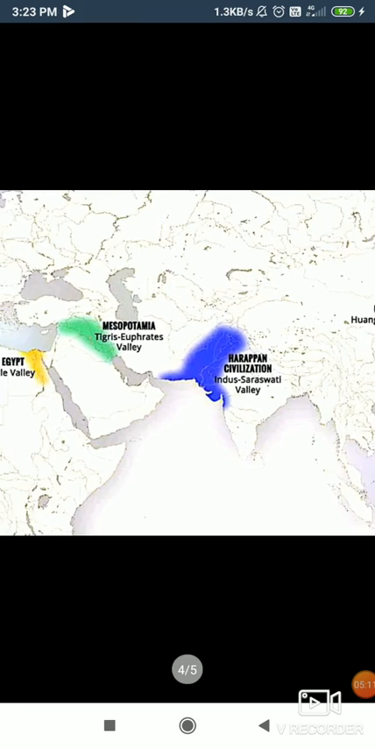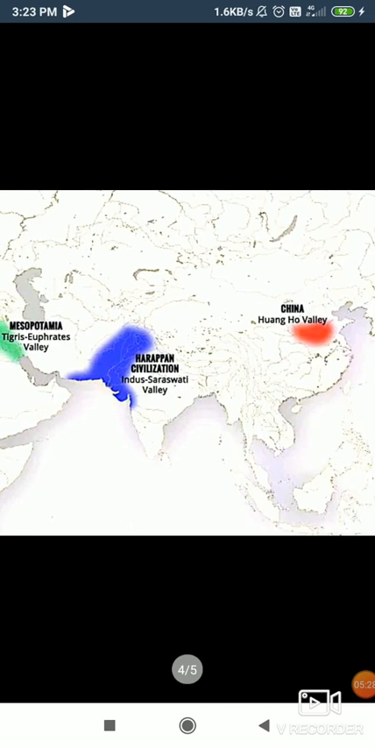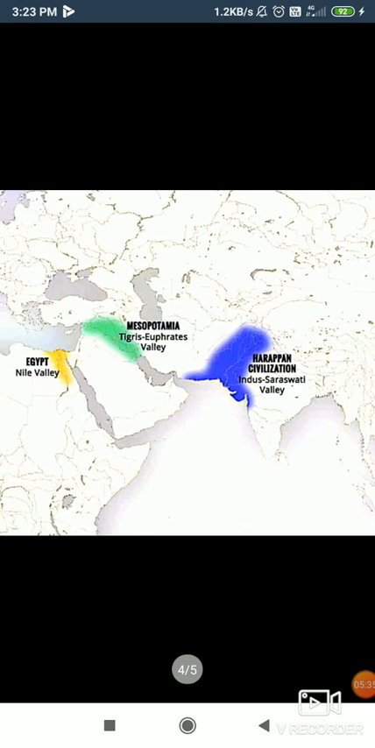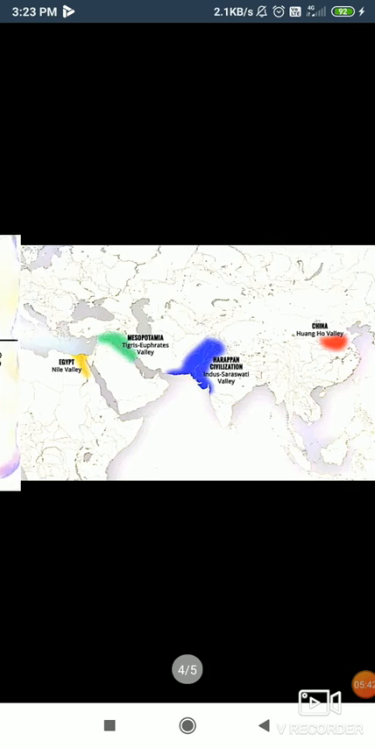Similarly, Indus Valley civilization is divided between India and Pakistan. It was on the banks of river Indus, which includes Brahmaputra, Chenab, Jhelum, Ravi, Beas. All these rivers fall in that area only. Similarly, Chinese civilization, you see the red one, this is the Chinese civilization. Blue one is the Indus Valley civilization. Green one is the Mesopotamian civilization, and Egyptian civilization is in yellow color.